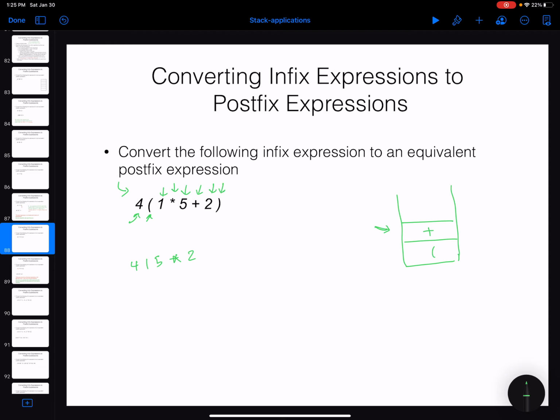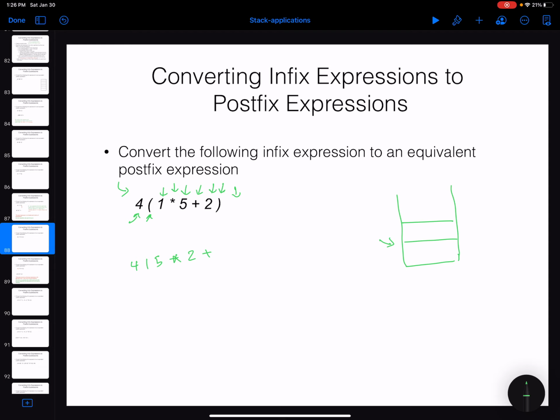You look at the stack and every operator in the stack will be popped until you see an opening parenthesis. So plus will be popped. And then you see an opening parenthesis, it will be popped as well. And you are done with this token. The next, you reach the end of the string, right? You look at the stack. If there is any operator, you pop it. There is no operator, so you stop.